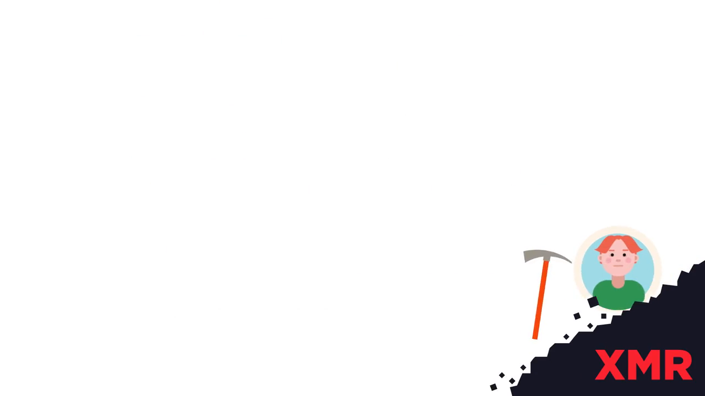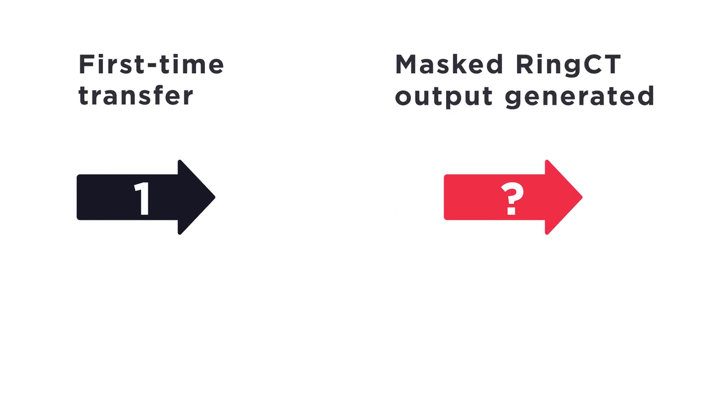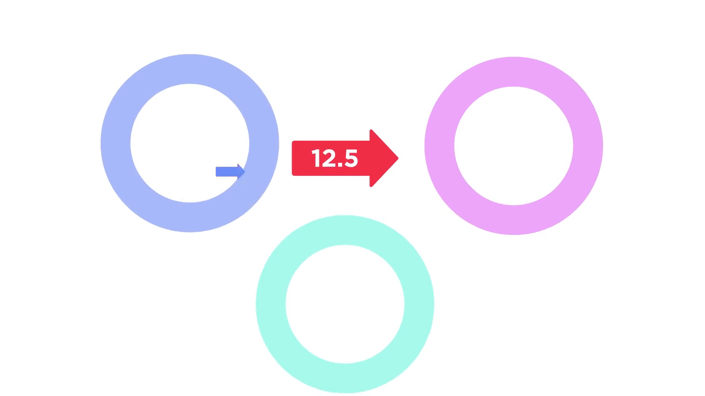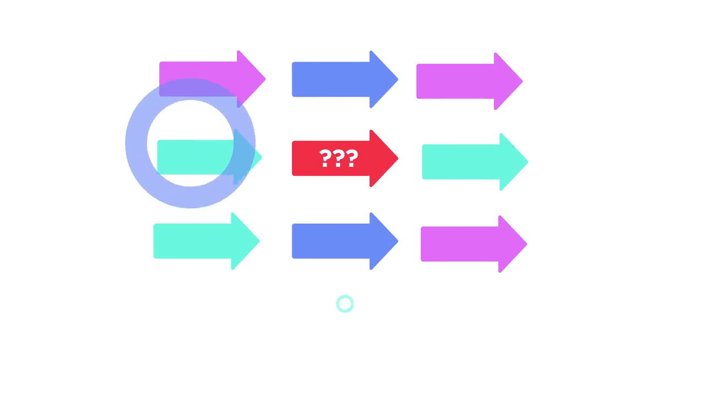Today with RingCT, newly created Monero firstly resides in outputs that have visible amounts. When new Monero is transferred for the first time, RingCT outputs with masked amounts are generated. As a result, transactions no longer need to be broken down into different denominations. This means that a wallet is free to pick ring members from any RingCT outputs, which significantly improves privacy.